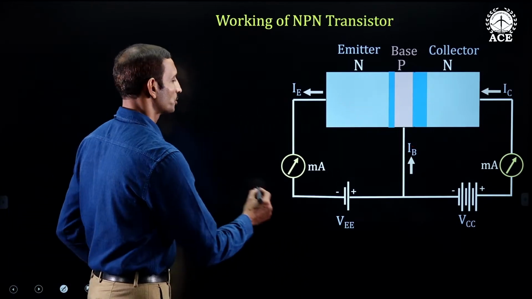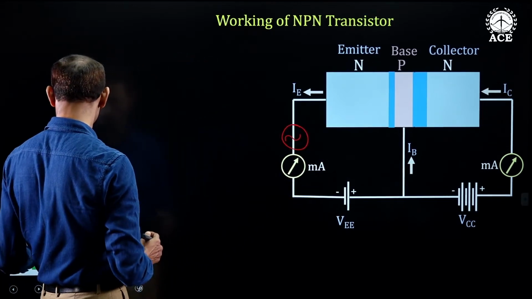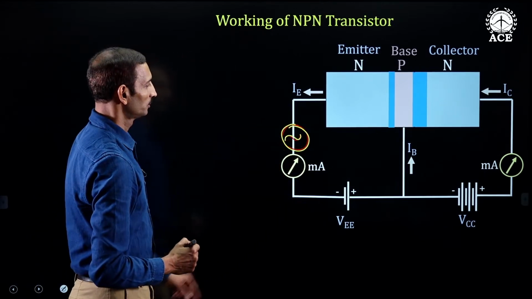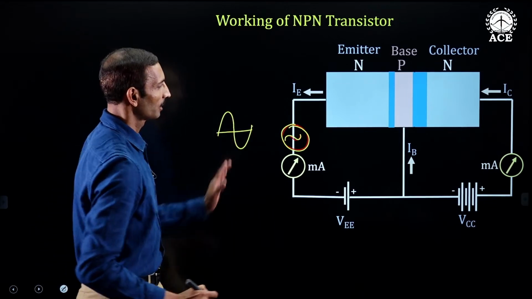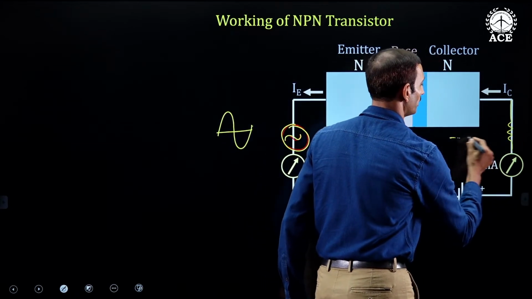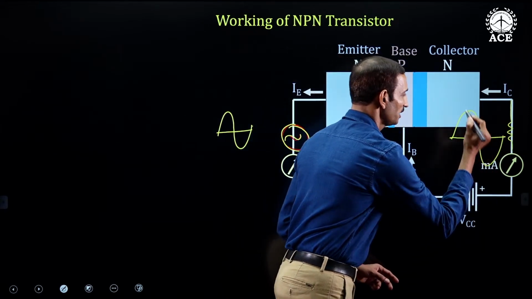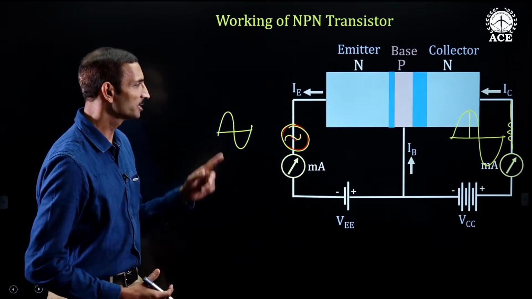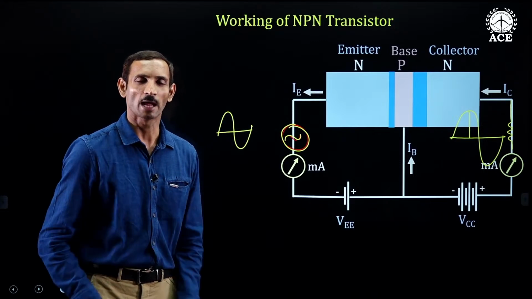Amplification means, suppose an AC signal is connected here. Now that would be like this, a sinusoidal. At the output, if you keep a load, then automatically the output would be of this form. That means there is increased strength of the signal, increased amplitude, increased intensity of the signal. This is what we call amplification. Increasing the strength of the signal is what we call amplification.